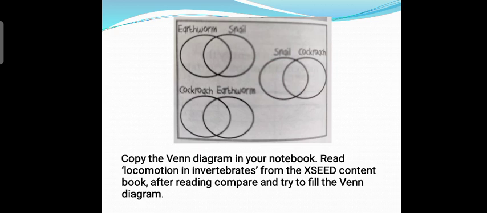Students, you have to copy down this Venn diagram in your notebook. Read the section locomotion in invertebrates from the Exceed content book. After reading, compare and try to fill the Venn diagram. Here 3 Venn diagrams are given in the picture. In the first, you have to write the similarities and differences between earthworm and snail. In the second one, between the movement of snail and cockroach. And in the third one, compare the movements of cockroach and earthworm. For this, you can pause your video and then resume the video.